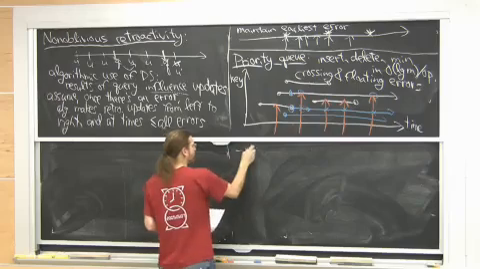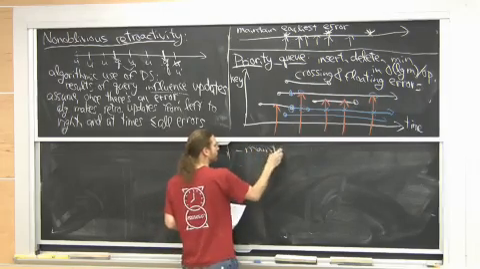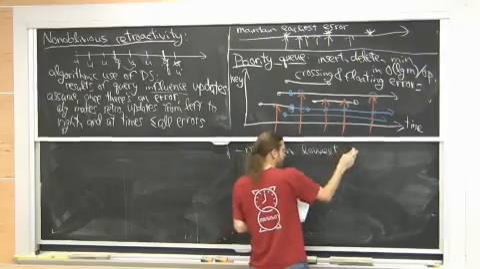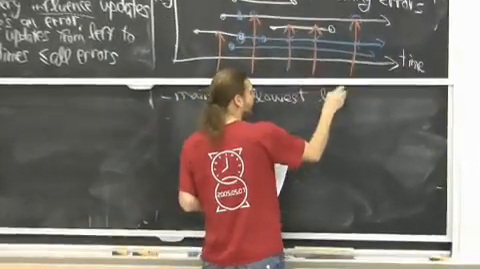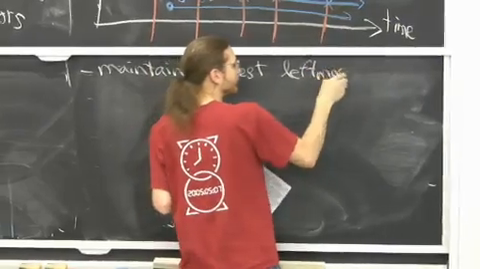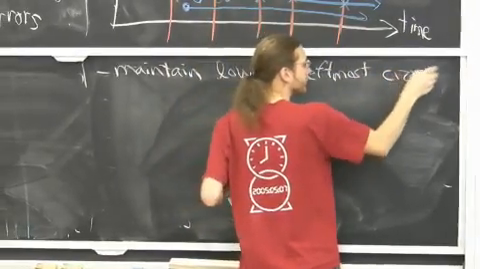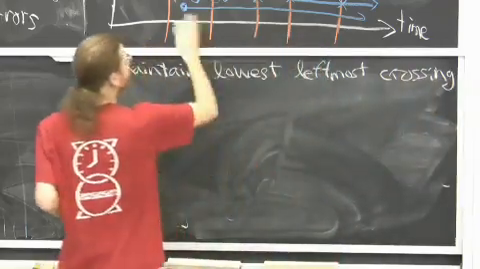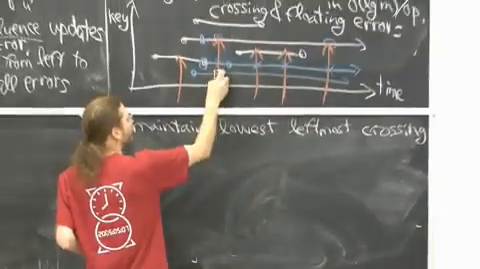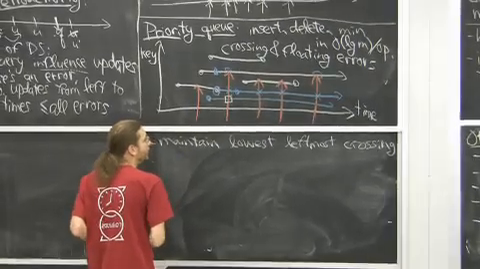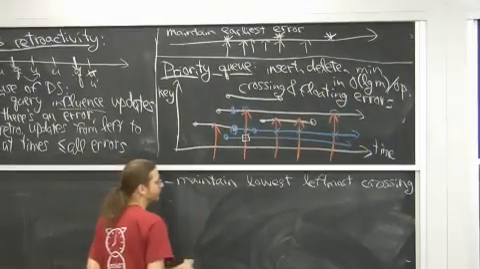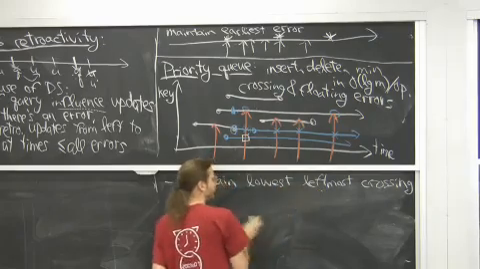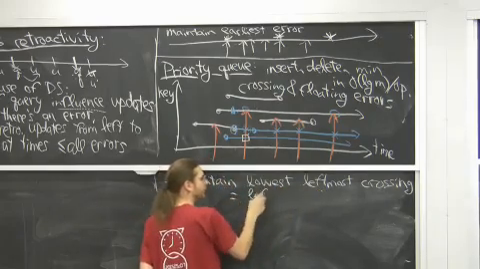Let's say I want to maintain the lowest, leftmost crossing. So in this picture where I have a bunch of crossings, this is the one I want to maintain, the bottom left one. Now there's a bit of a subtlety here, which is do you minimize y coordinate and then x coordinate, or vice versa? It turns out these are the same thing.